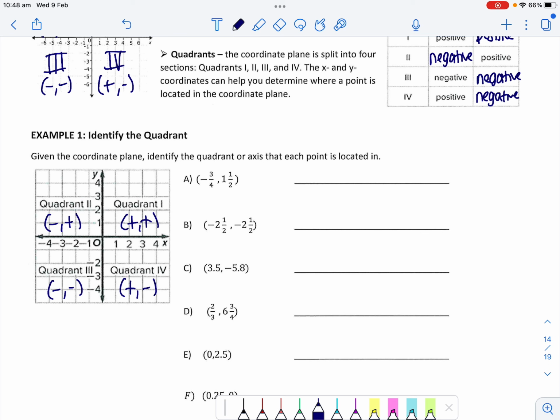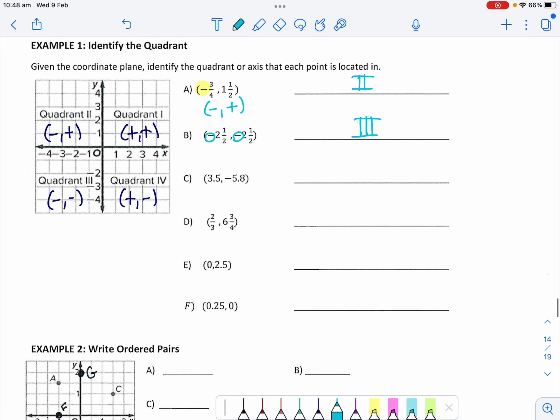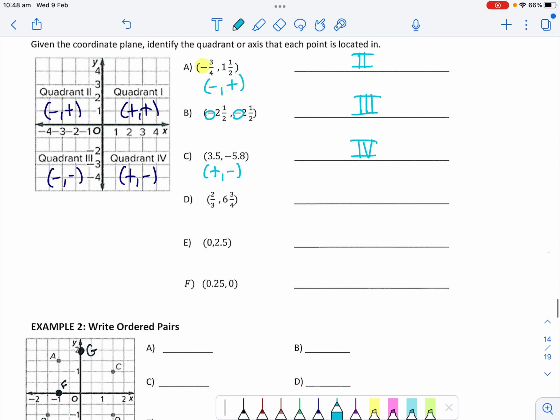So in A, I can see that I've got a negative first and then a positive. So this is going to be a negative, comma, a positive. And negative, comma, positive is going to be in quadrant 2. Part B, I've got a negative and a negative. So a negative, negative is going to be quadrant 3. Part C, I've got a positive first and then a negative. Well, a positive first and then a negative is going to be quadrant 4. And then D is our positive, positive. So that's going to be quadrant 1.